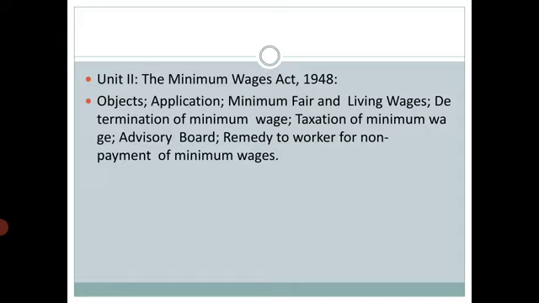Taxation of minimum wage, advisory board, remedy to worker for non-payment of minimum wage, etc.